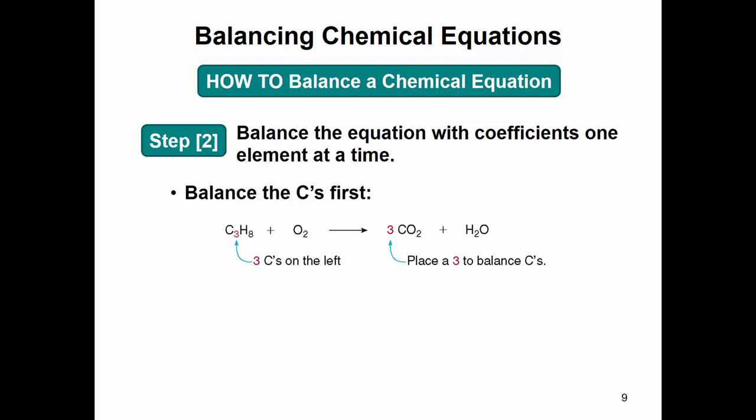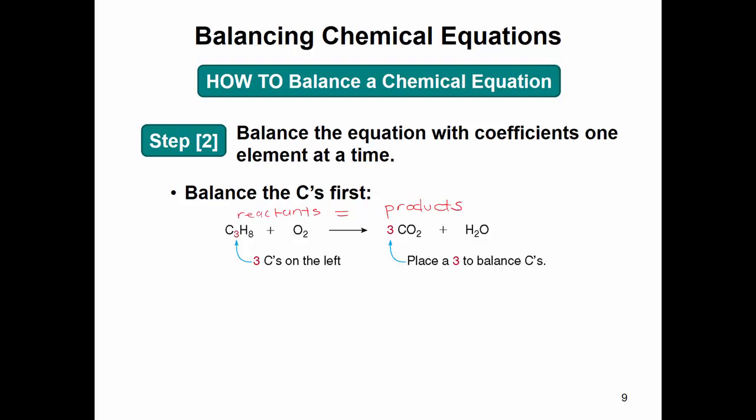We're going to go one element at a time and do this. You can keep a tally underneath each side, but the idea here is that if you have 3 carbons on the left, you must have 3 carbons on the right. So think of this as an equal sign here. Because of our law of conservation of matter, we cannot destroy matter. So we have to account for all of our atoms on both sides of the equation. Remember, this is our reactants and our products.